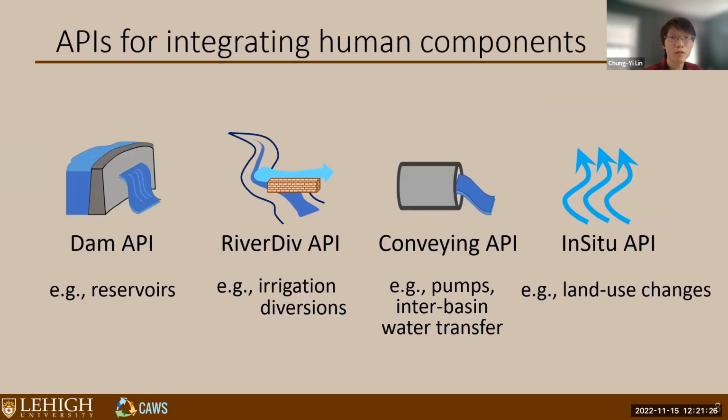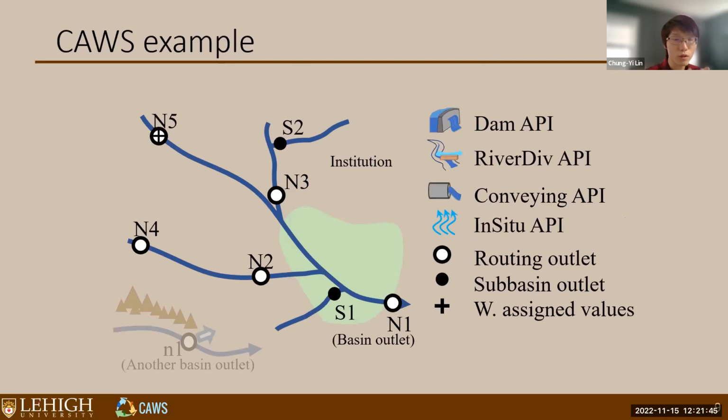To that end, HydroCNHS supports four types of API: the dam API, river diversion API, conveying API, and in situ API. They all have different coupling logic to incorporate different types of human components defined by users. We use this example to explain how we can use these APIs to build up our system. Assuming that we have a water system that looks like this, and this N1 node is our outlet.